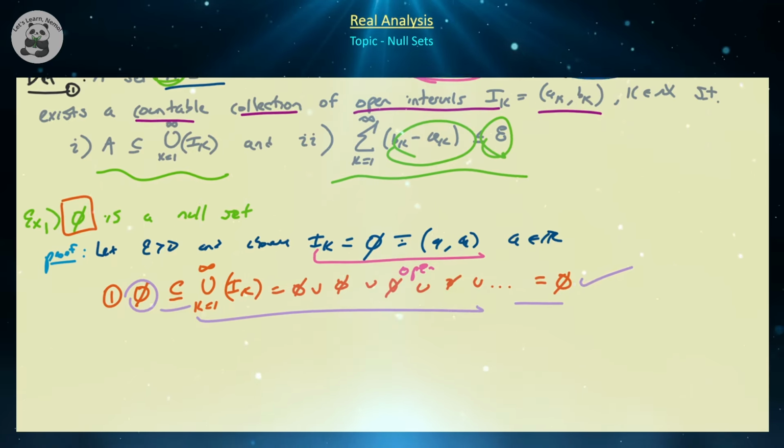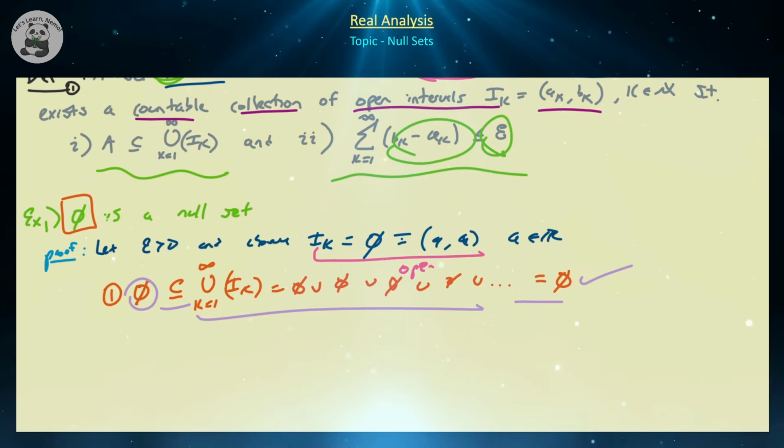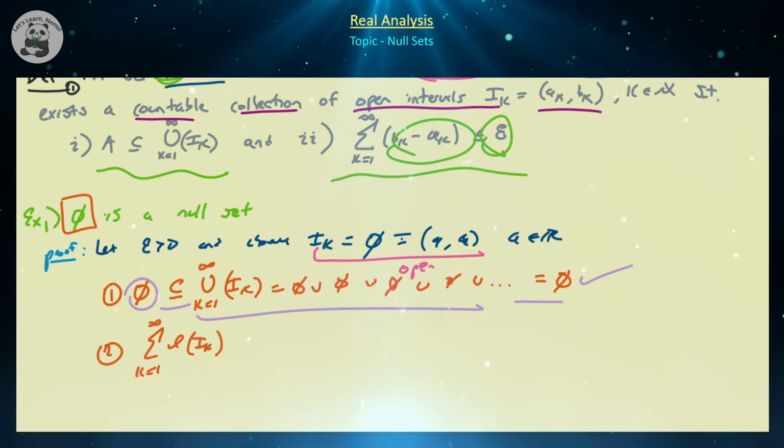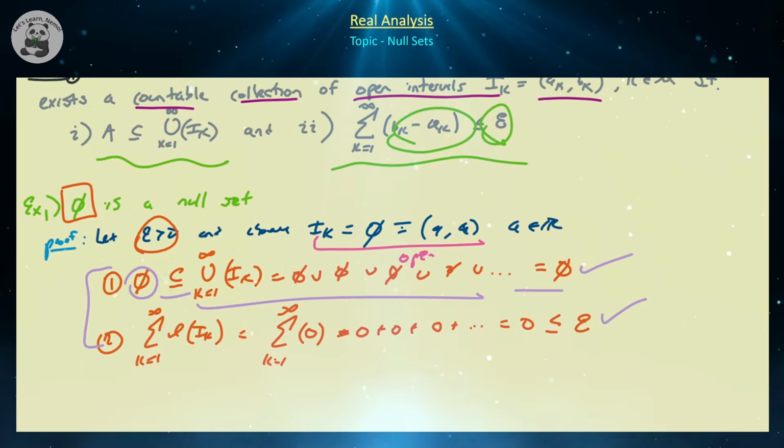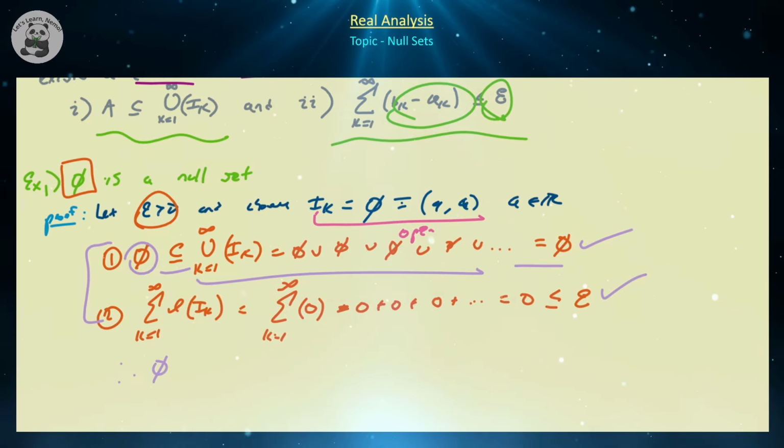Now let's make sure that these lengths can be made as arbitrarily small as possible. The sum from k equals 1 to infinity of the length of I_k is just the sum from k equals 1 to infinity of 0. That's going to be 0 plus 0 plus 0 plus 0. We're never going to have any length, and that's going to be 0. So regardless of the epsilon value you've chosen, that's always less than epsilon. So that second property is satisfied. Since both properties are satisfied, by definition the empty set is a null set.